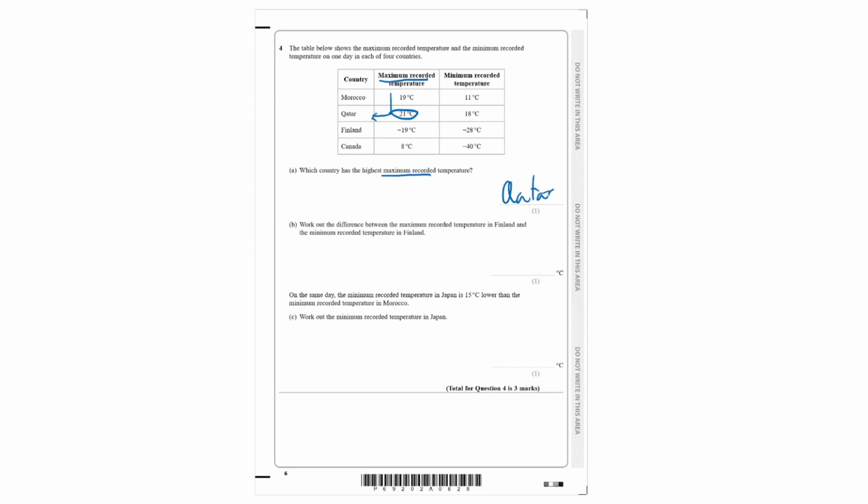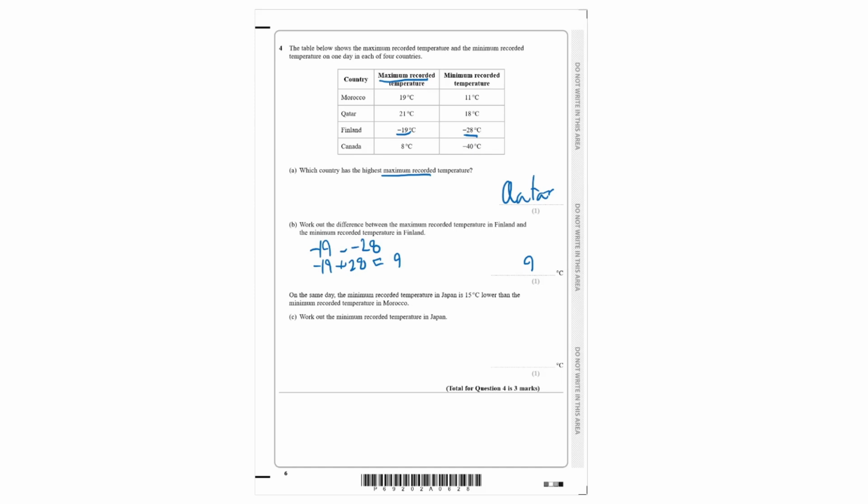Work out the difference between the maximum recorded temperature in Finland and the minimum recorded temperature in Finland. So we can see that it's between these two values. We can write negative 19 minus negative 28. This just becomes plus, so negative 19 plus 28 is equal to 9 degrees Celsius.